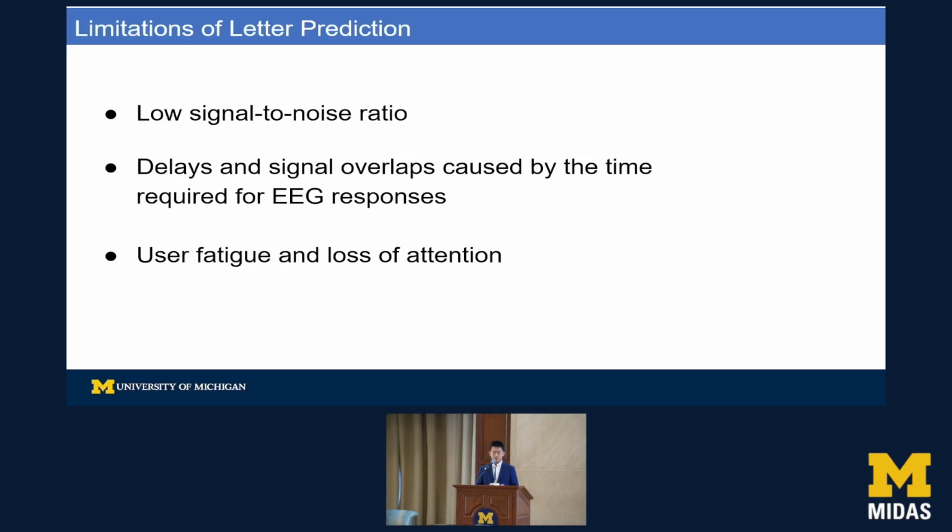Another problem is we have delays and signal overlaps caused by the time required for EEG responses. This means suppose you are the participant and you may not be responding that fast, so that peak can happen after 300 milliseconds. And what's worse, you may still be responding to the last flash, but the next flash already comes. So there can be signal overlaps. Another thing is user fatigue and loss of attention. Suppose you are sitting there for hours doing the same task, and you need to wait for half a minute for one letter to appear. It's really easy to get bored, and then the prediction accuracy will not be that good.